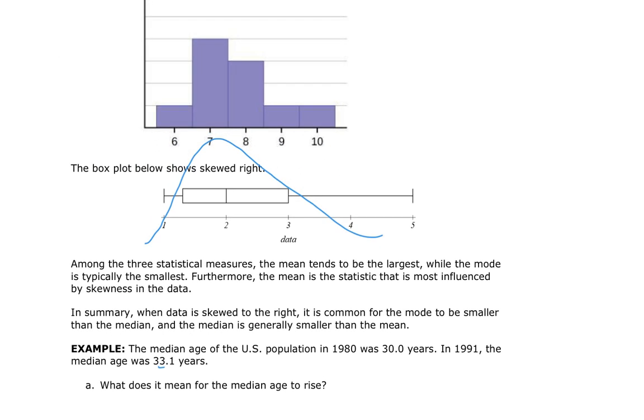Now, when we talk about the mean, median, and mode, the mode is typically smaller than the median, and the median is generally smaller than the mean. So in this right skewed, we're going to the right, the tail is longer on the right, the largest number is the mean. The median is the next number down, and the mode is typically the smallest number. So this is right skewed.